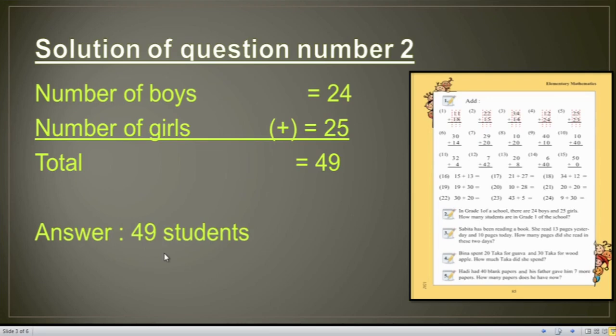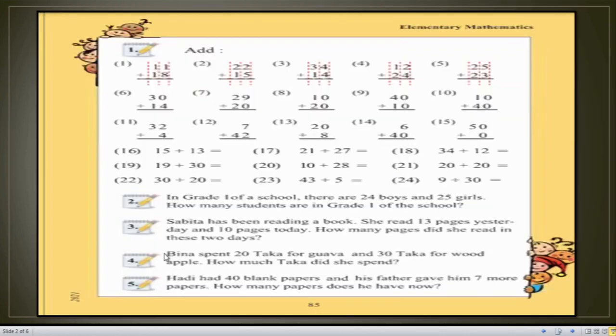Now we will try to solve question number 3. Before that, I would like to show you the question of question number 3. The question is, Shobita has been reading a book. She read 13 pages yesterday and 10 pages today. How many pages did she read in these 2 days?